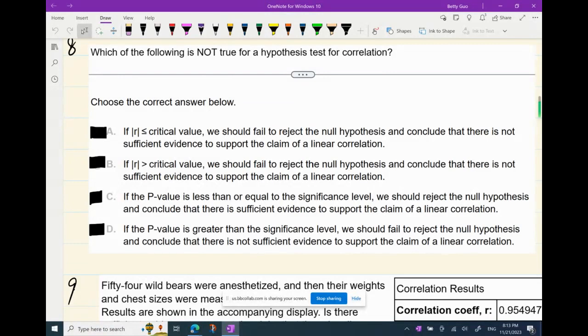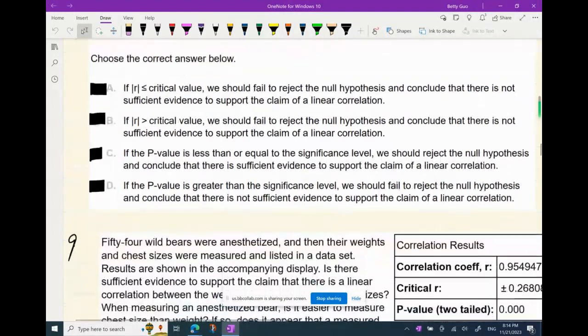of the linear correlation. C: if the p-value is low, meaning less than or equal to the significance level, we reject null and support the claim of a linear correlation. That's correct. D: if the p-value is high, we fail to reject null, and there's not sufficient evidence to support the claim of linear correlation. Okay, so number 8, we choose answer B, B as in banana, the second answer choice. All right. Number 9.